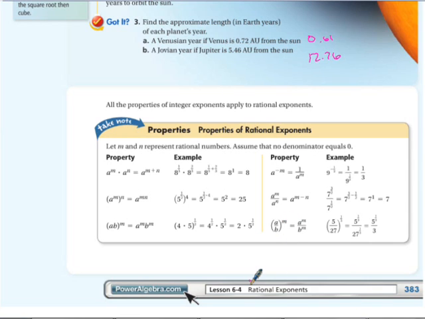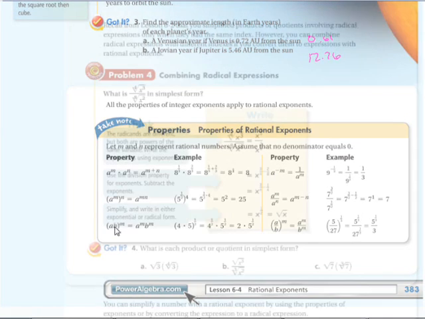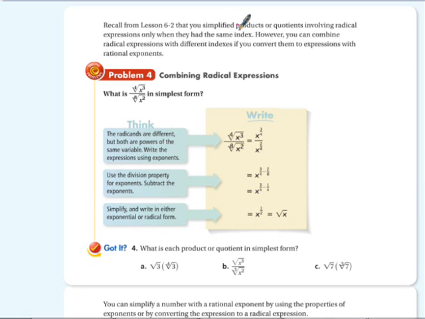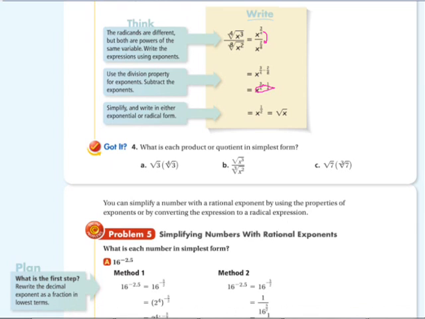These are all the same properties for powers that we've been using since Algebra 1 that we also reviewed this year. Recall from Lesson 6.2 that we've simplified products or quotients involving radicals only when they have the same index. However, you can combine radical expressions with different indexes if you convert them to expressions with rational exponents. So earlier we said different index means you can't do anything. What we can do with rationals is change this 4th root of x cubed to x to the 3/4 and this 8th root of x squared to x to the 2/8, and when we divide, it's subtraction. So it's 3/4 minus 2/8. Well, we can reduce 2/8 to get 1/4, and then we can subtract because they have a common denominator. So rational exponents allow us to do some operations with variables or with problems that we couldn't do before.